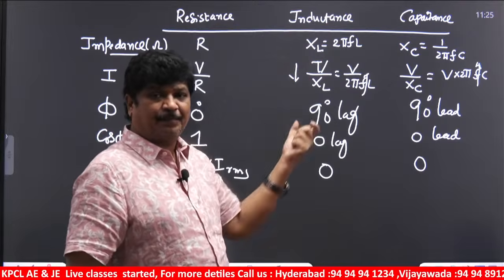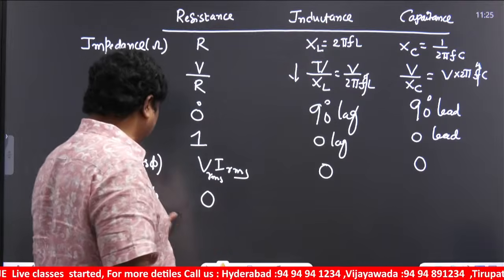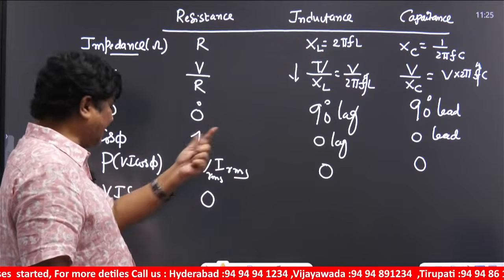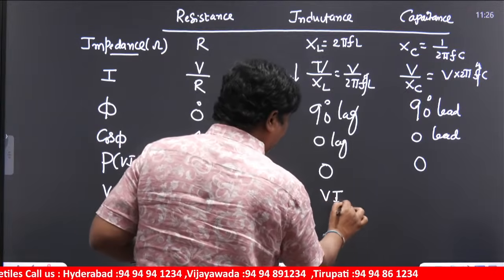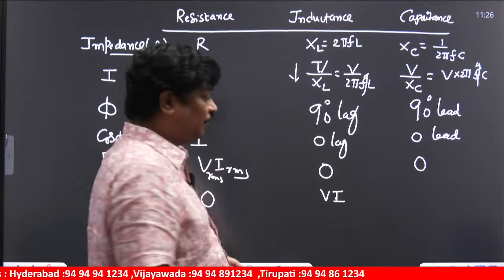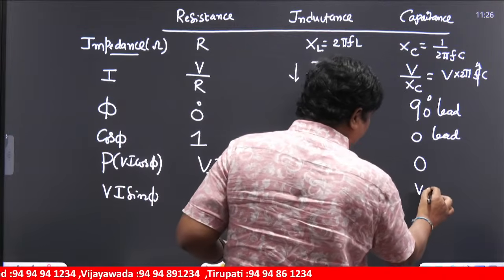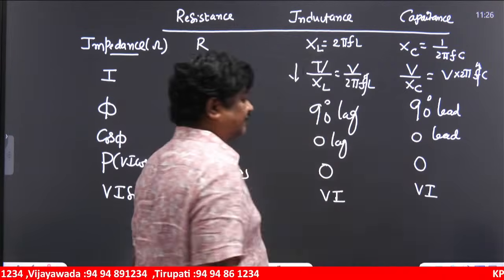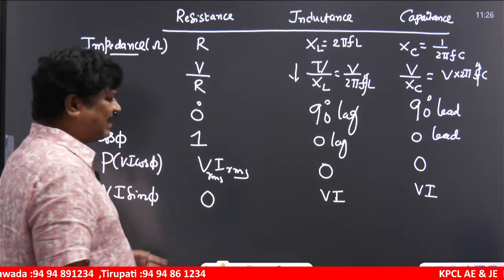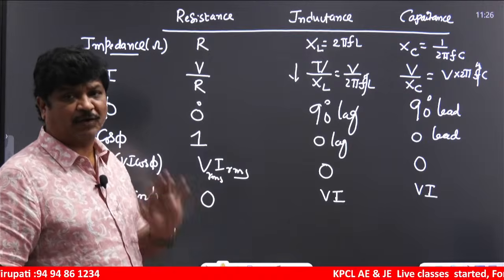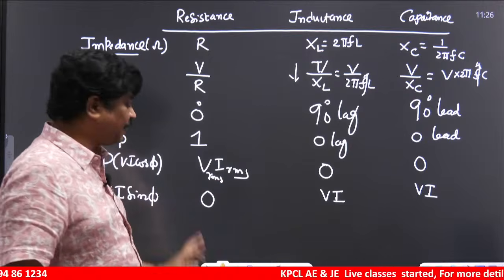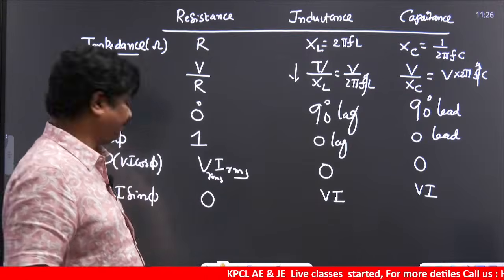An inductor is a pure reactive element. Hence sin φ, sin 90, is 1, and reactive power is VI. What about here? Reactive power is VI, since sin φ is 1. Of course, apparent power for all the cases is VI only. Complex power is VI only.